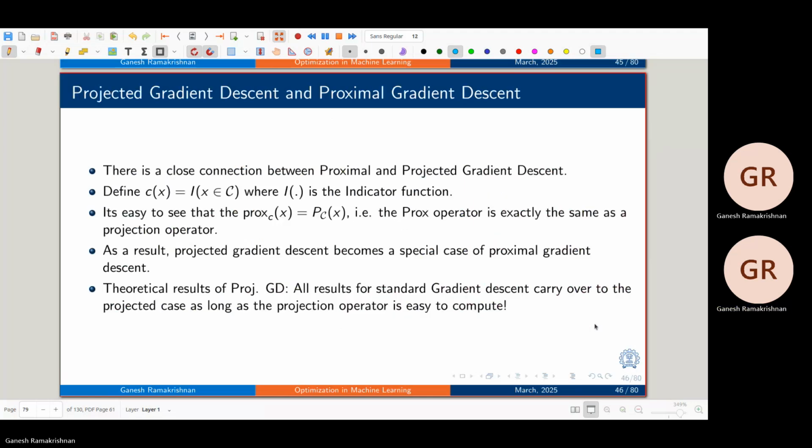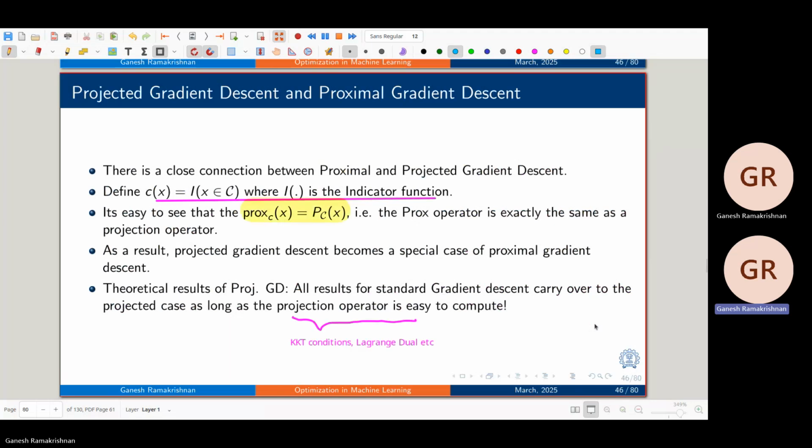Okay. So there's a close connection between proximal and projected gradient descent. Exactly the connection I'm showing on the board. If Cx is an indicator, then prox is the PCX. So projected gradient descent is a special case of proximal gradient descent. I hope you see the connection.